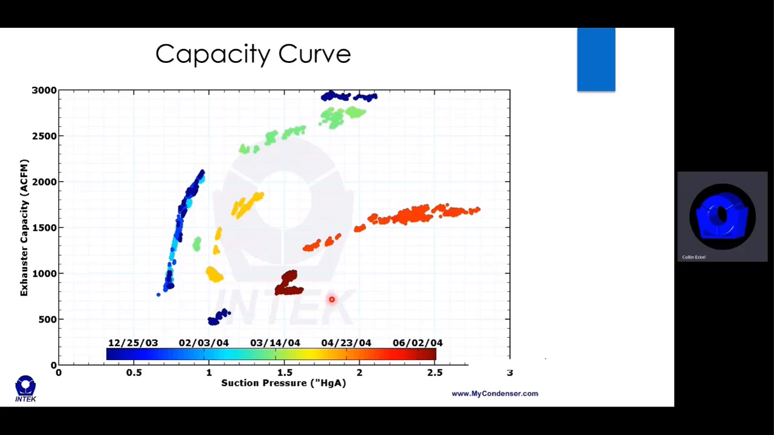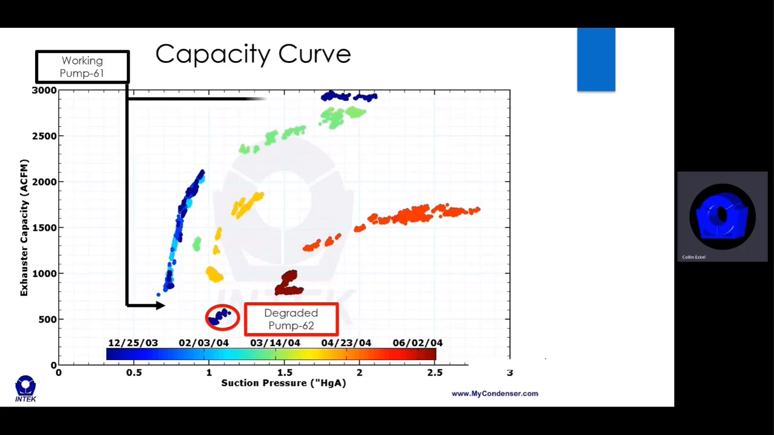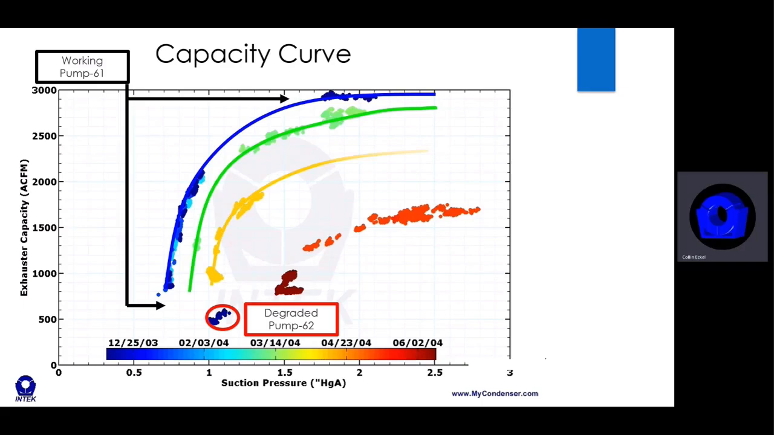So first off, we have this little data set here. That is the data from pump 62 that we saw in the previous slide. So the degraded performing pump here. The rest of this data is pump 61, so over the next 6 months. And as you can see, as time goes on, you get this capacity relationship. This is a pretty typical liquid ring capacity relationship of pressure versus volumetric flow rate. But you see what looks like the pump capacity dropping off over time.